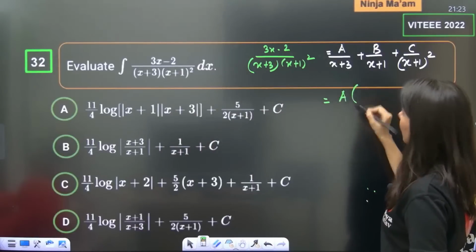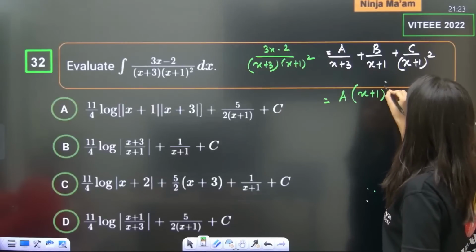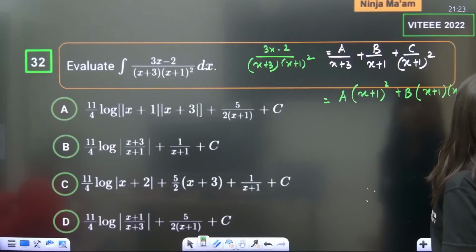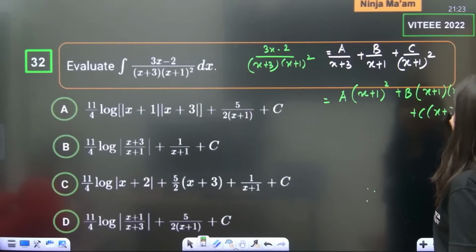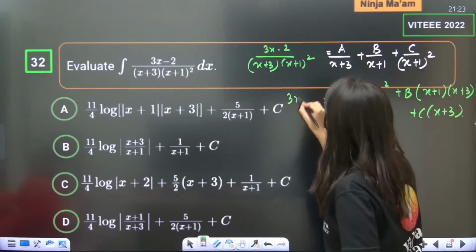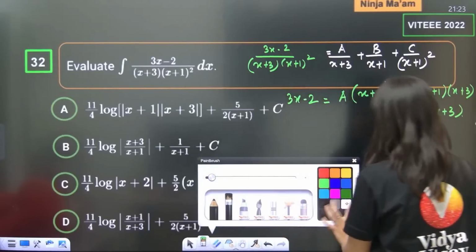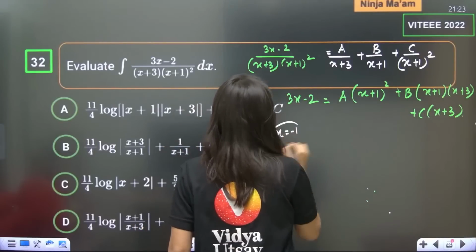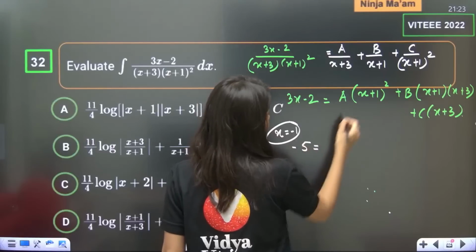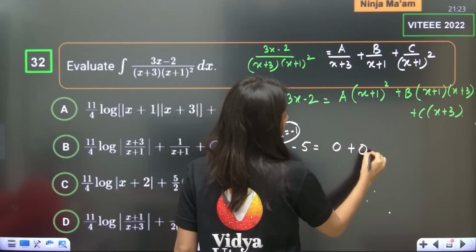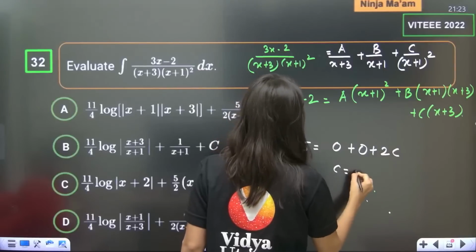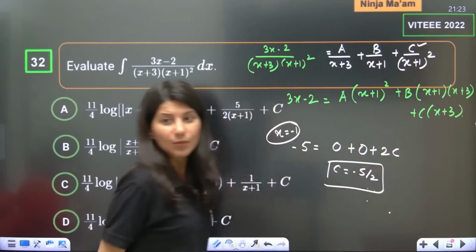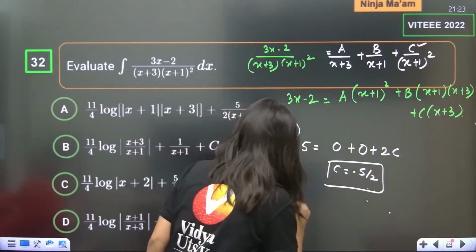Now, just simplify. This is a, x plus 1 whole square, plus b, x plus 1, x plus 3, plus c, x plus 3, equals 3x minus 2. Okay. Now what we need to do is put x equals to minus 1. The moment you put minus 1, minus 5 is equals to 0 plus 2c. C is coming out as minus 5 by 2. So, this c is minus 5 by 2. Okay. Now, put x equals to minus 3.